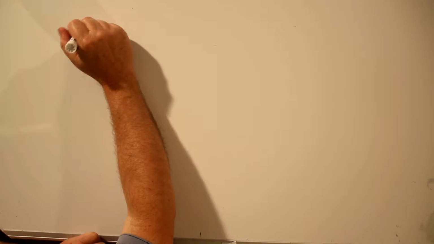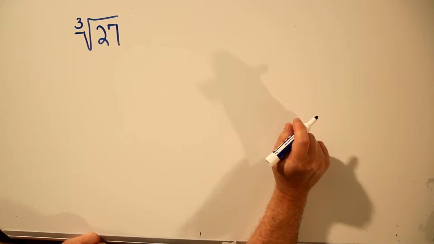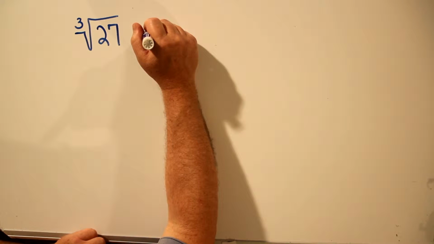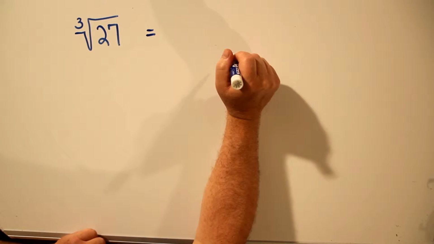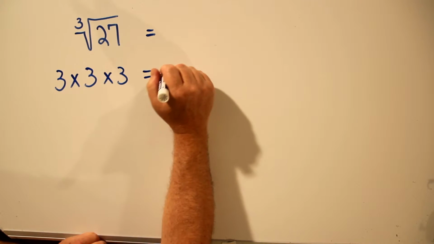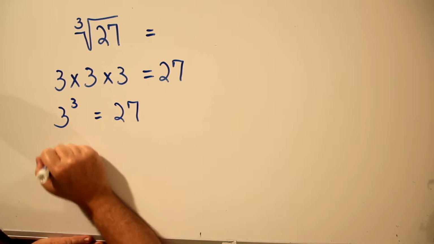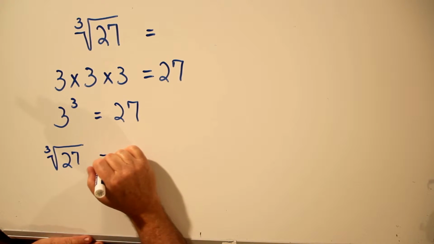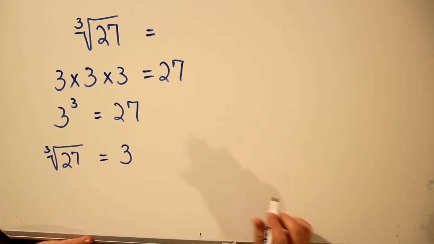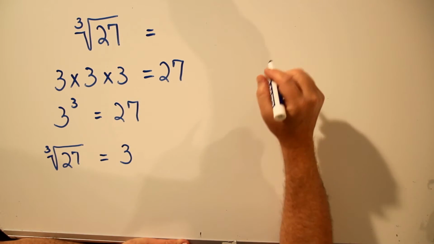What does it mean to take the cubed root of a number? Cubed root has the number 3 by the radical sign, and it means what three numbers multiplied together give you 27. Well, 3 times 3 times 3 equals 27. 3 cubed is 27. So it would be accurate to say the cubed root, or the third root, of 27 equals 3.